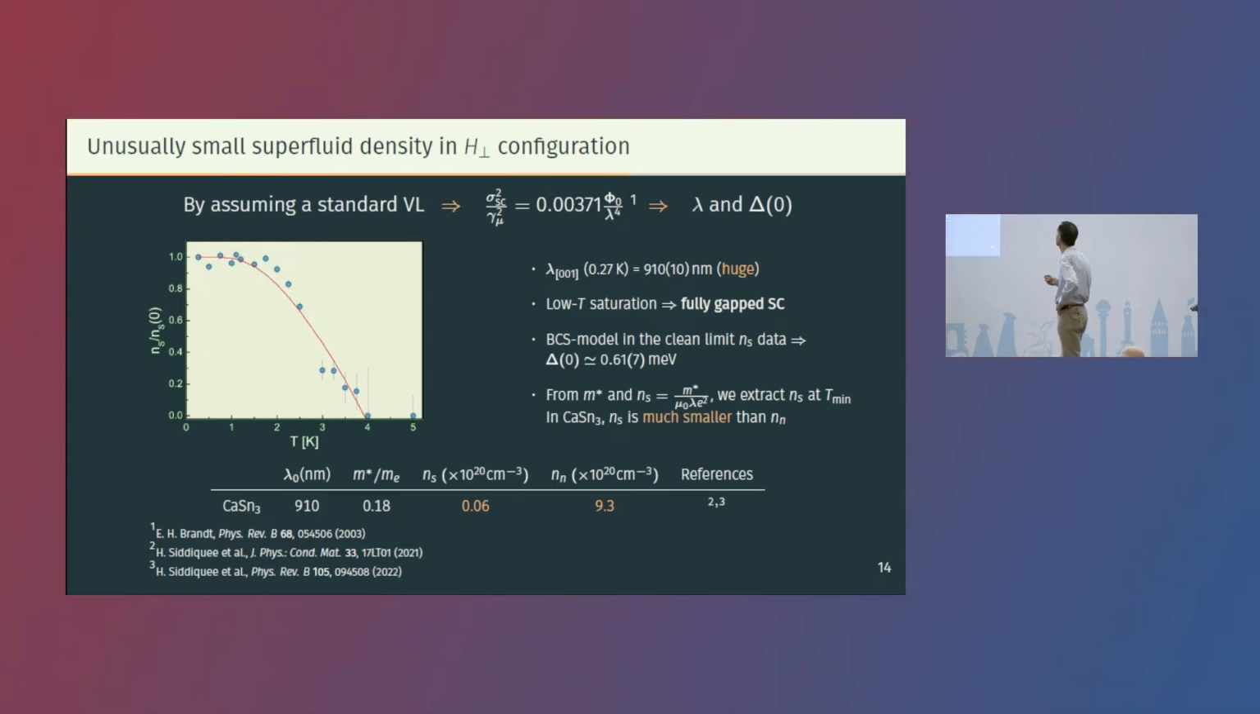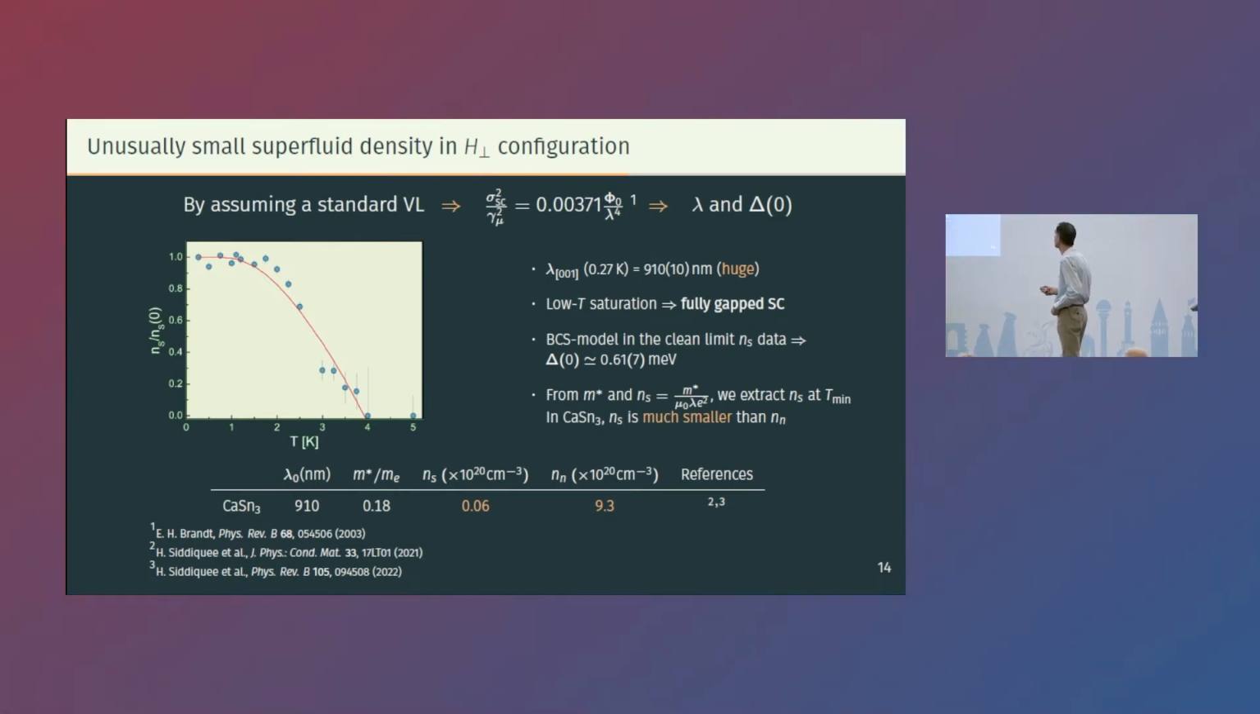And from this, we can find lambda delta 0. What is important here is this number here. This is huge. I show it also here. And the other important thing is that we have a low T saturation, which is a signature of absence of low excitation. So this is a fully gapped superconductor. This is also very important.